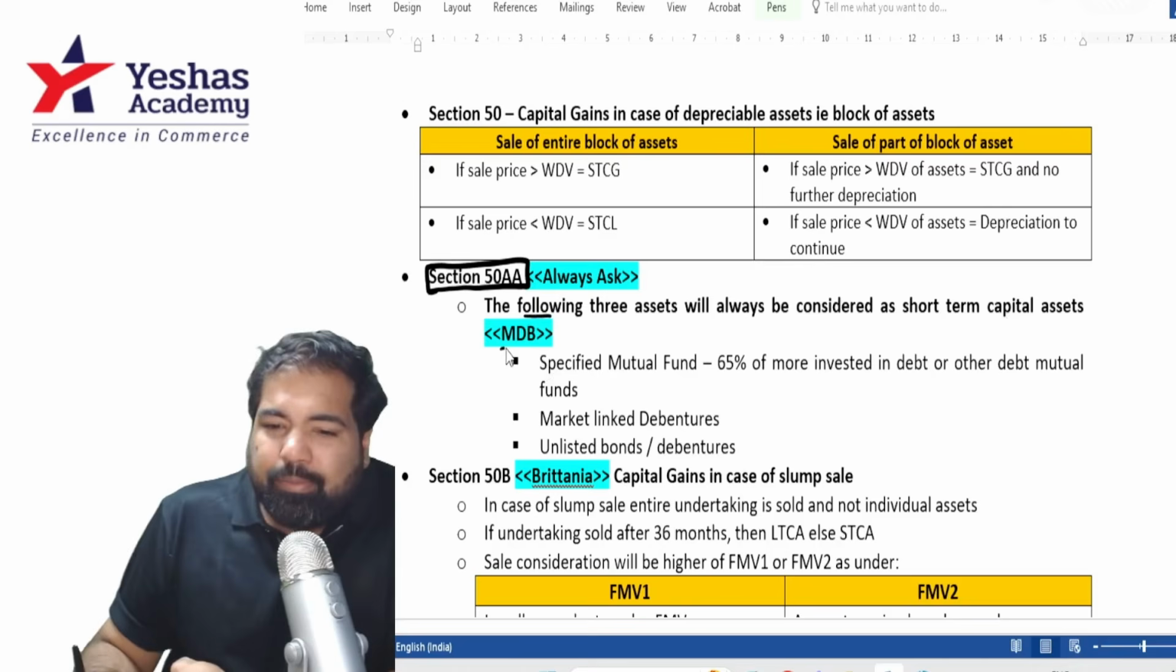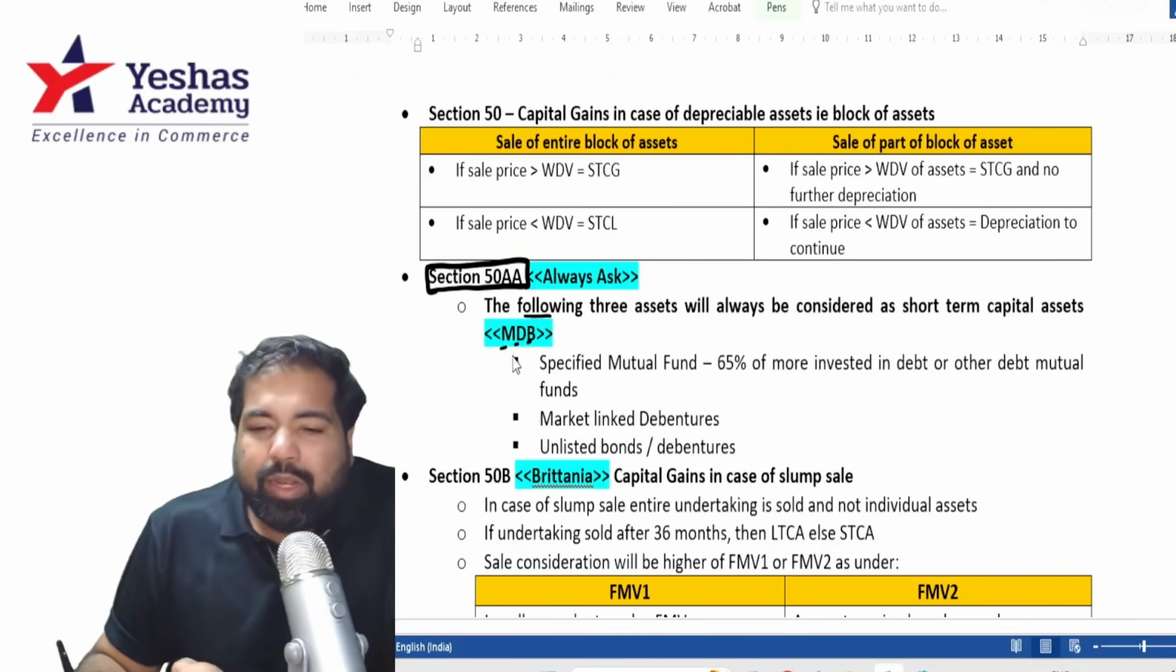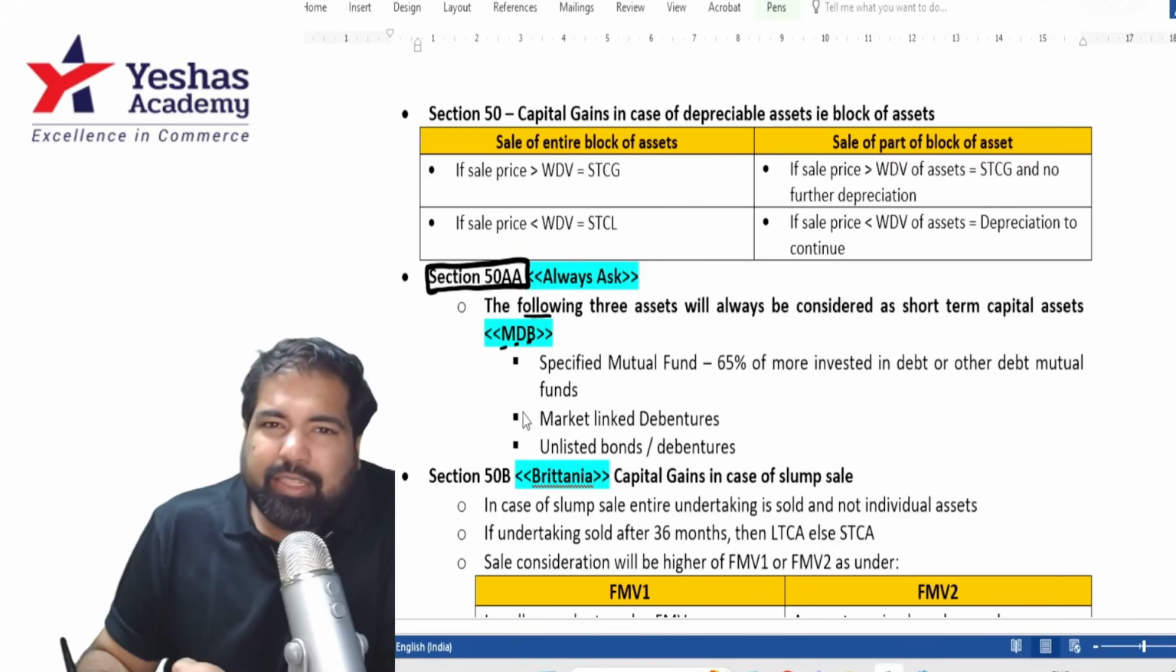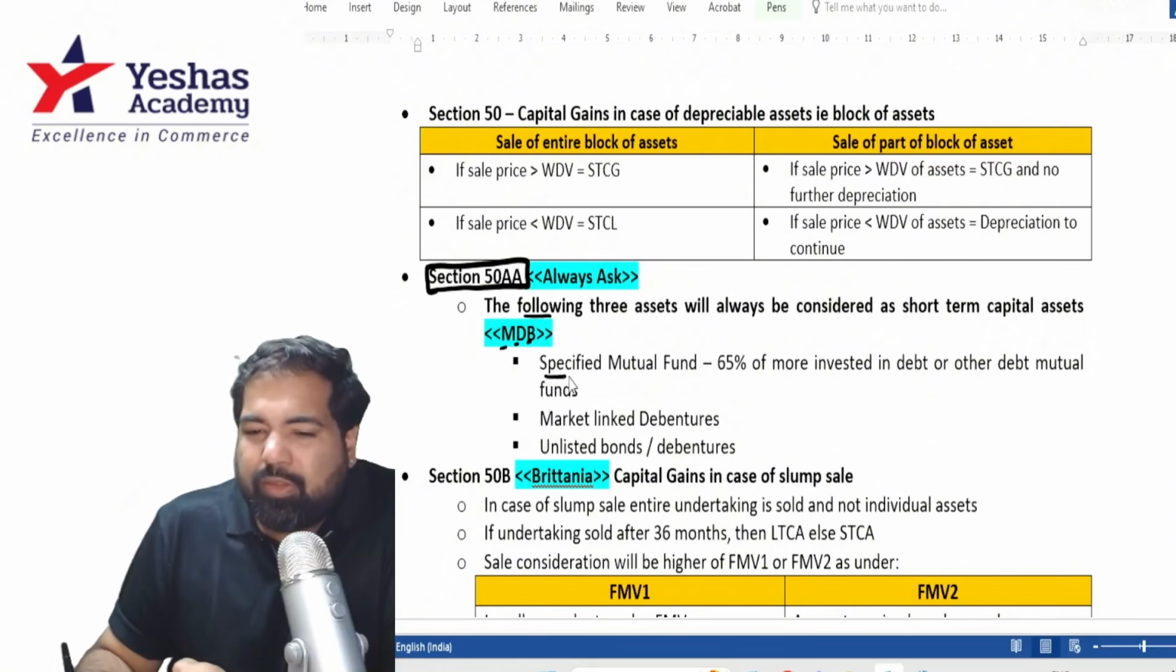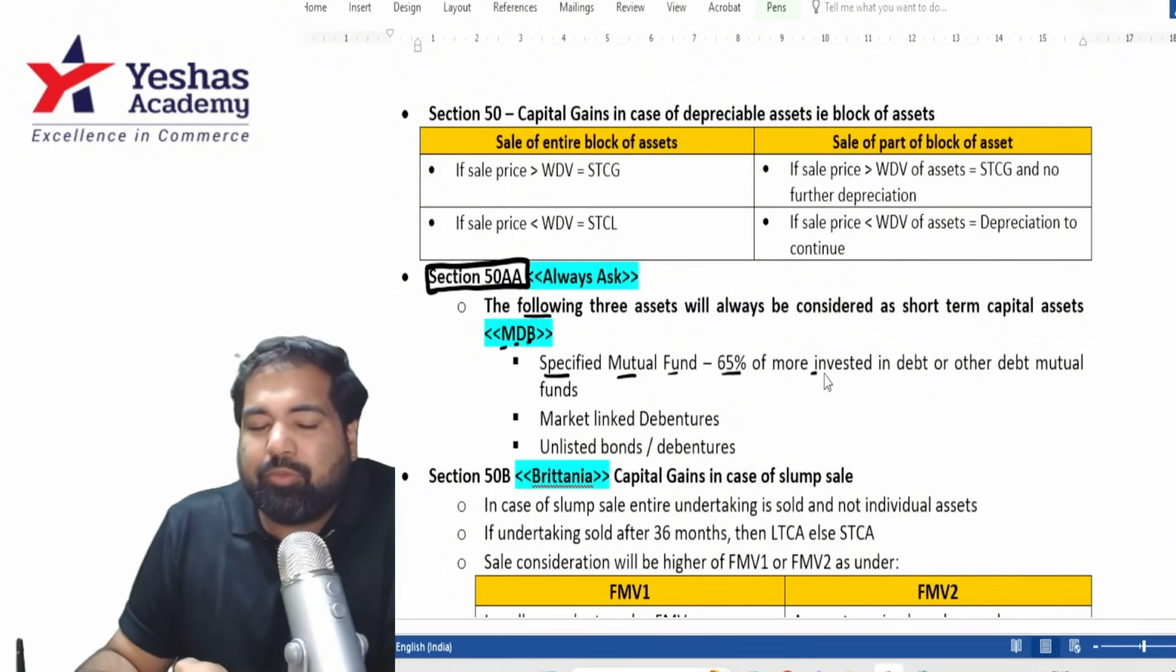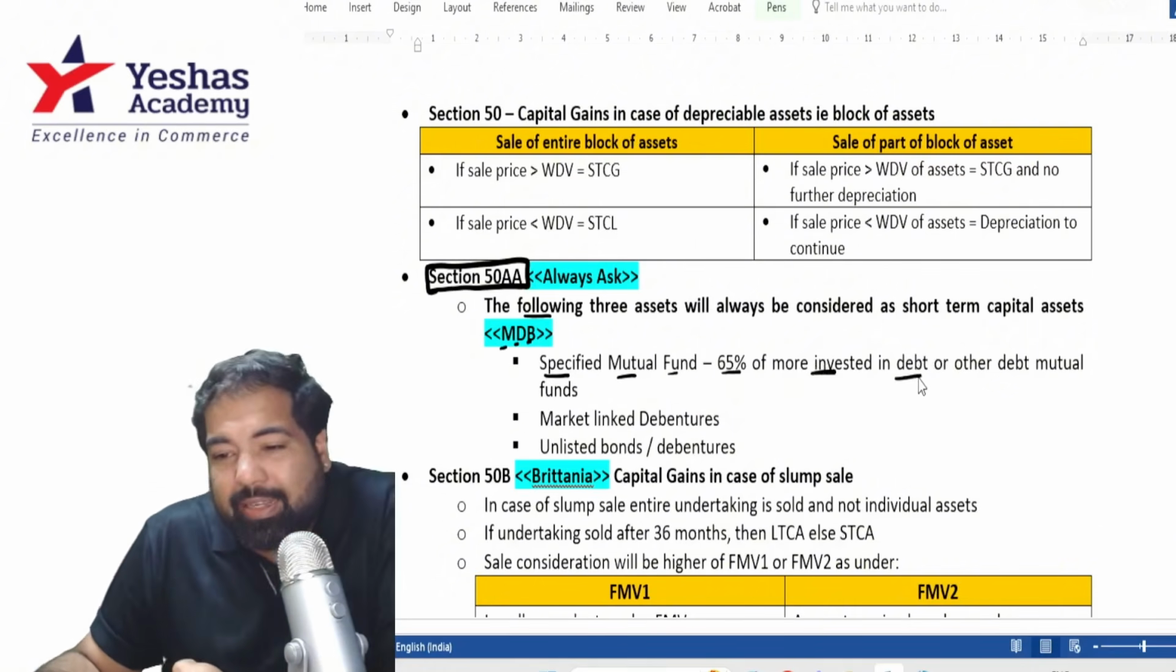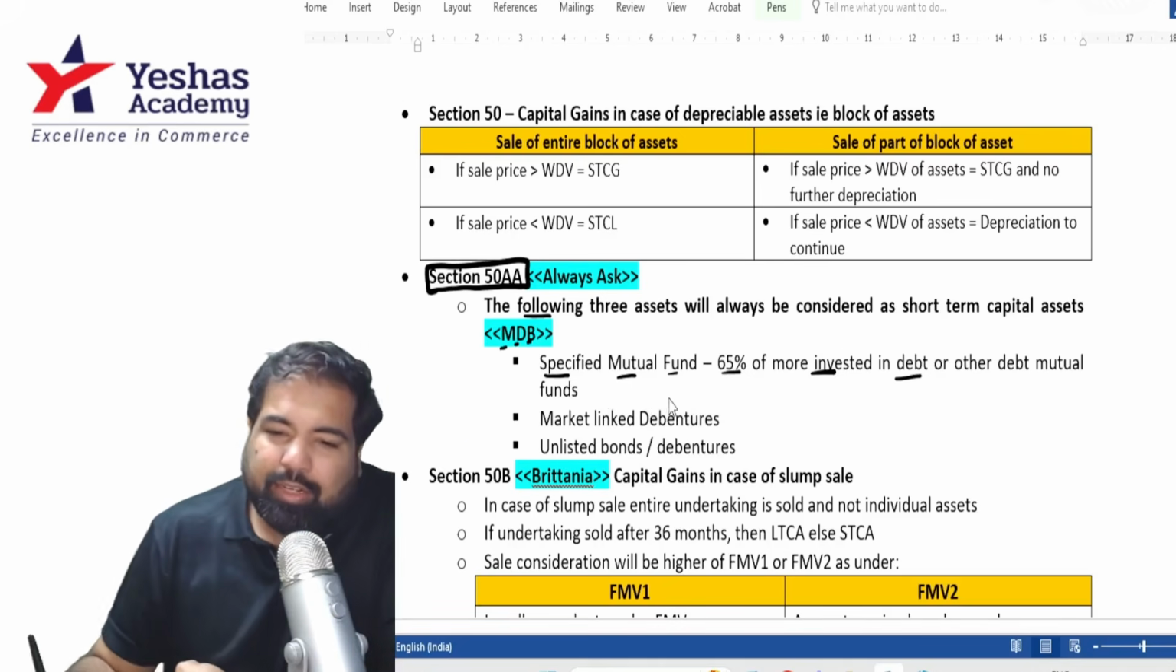The shortcut is MDB. What is MDB? They're all linked to fixed income instruments. M is specified mutual fund, where 65% of the money is invested not in equity but in debt. So that is a debt mutual fund in reality.